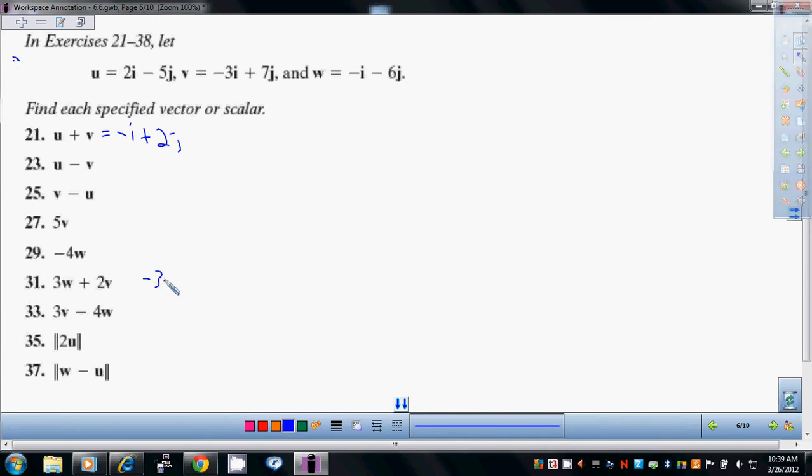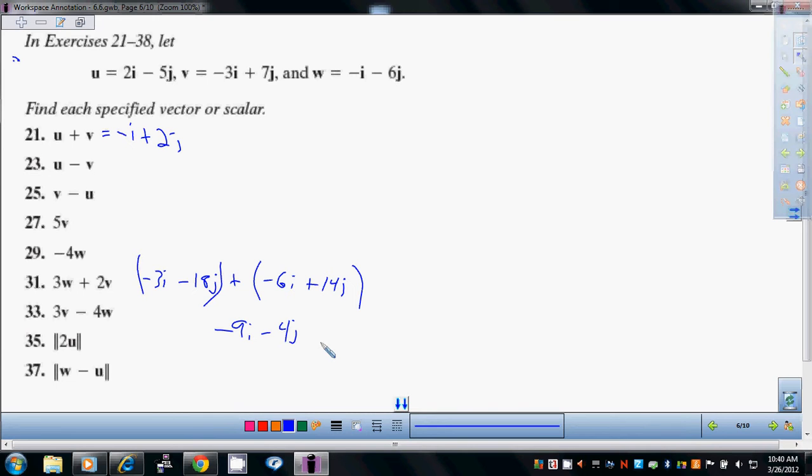That's right. 3w, negative 3i minus 18j. That's 3w. Then we're going to add that to 2v, which is negative 6i plus 14j. Add them together. Negative 3 plus negative 6. Negative 18 plus 14. I should have had parentheses here, I guess. Not that it'll make any difference. Minus 4j.